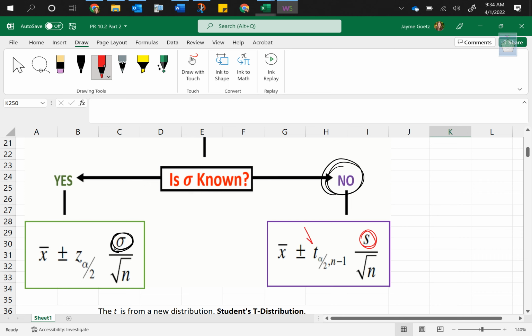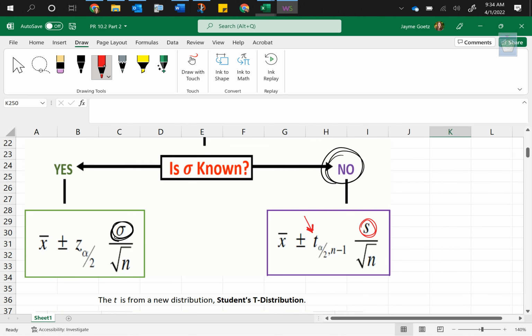The other thing that we have to use here is a T instead of a Z, okay? The T is from a new distribution. It's called the T distribution. Now, it's actually formally known as student's T distribution, and let me tell you a little bit about why.